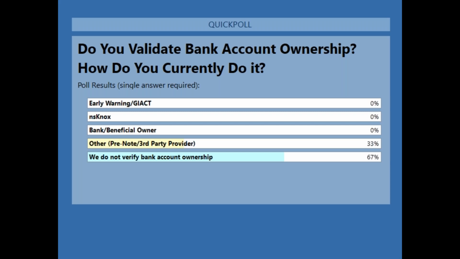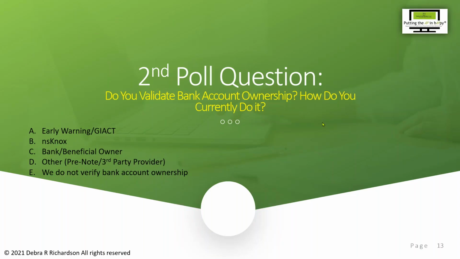The only thing I don't like about the pre-notes, if you're doing it within your ERP, is that pre-notes don't always come back with a bank account holder name because the banks are not required to provide that. And so they don't always work as well as some of the other options. But if you're using that, it's probably something that's included with your bank and in your contract with your bank. So I'm going to go ahead and hide that.